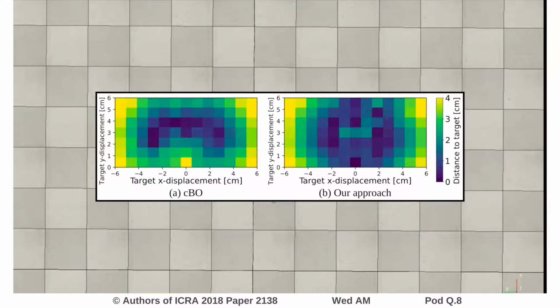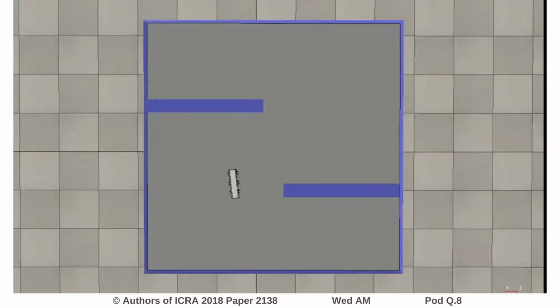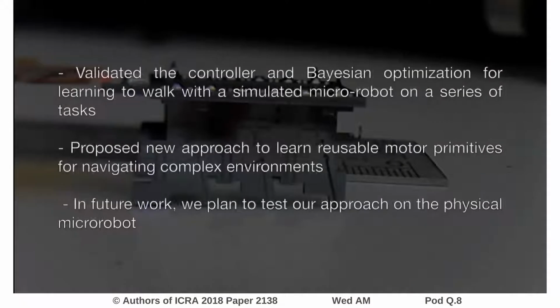As a proof of concept, we demonstrate that our microrobot can navigate a previously unseen maze using our primitives learned in under 250 training iterations. In conclusion, we validated Bayesian optimization as a data-efficient approach for learning locomotion. Although we don't expect the gaits learned to be directly transferable, our methodology can be realistically applied to physical robots.